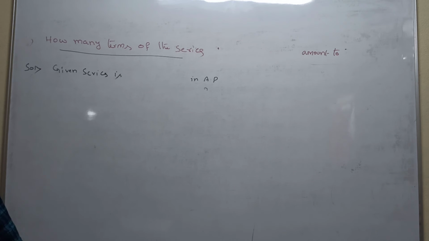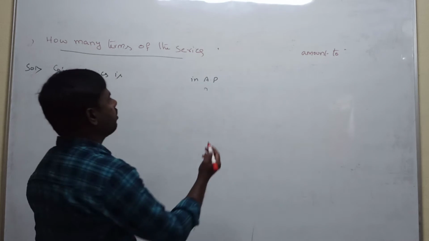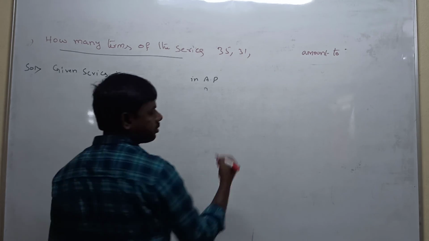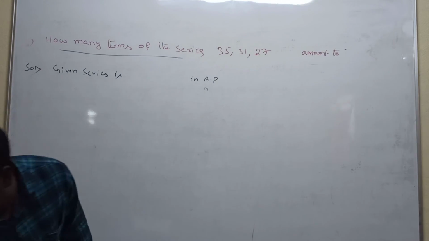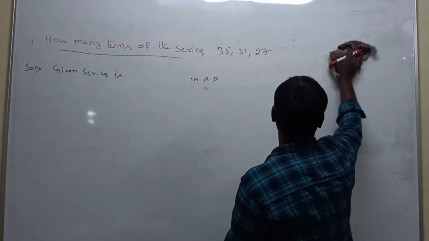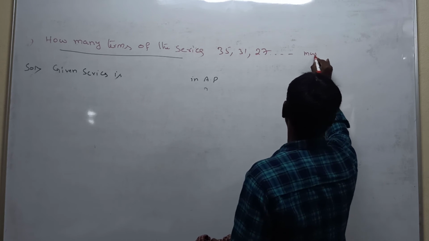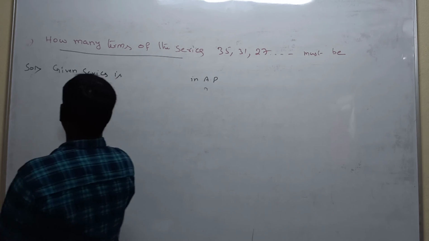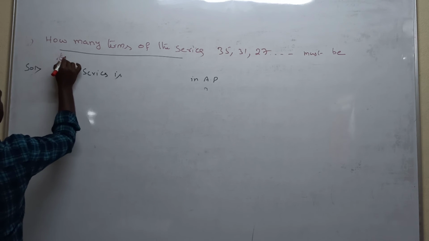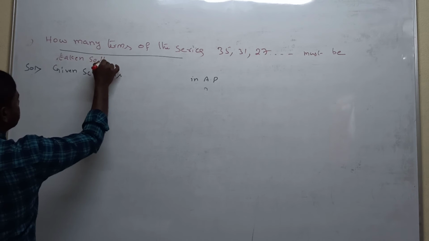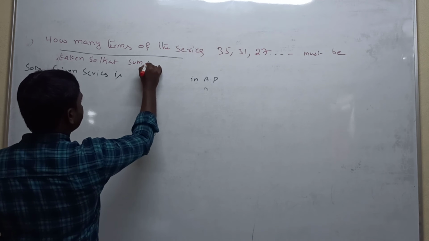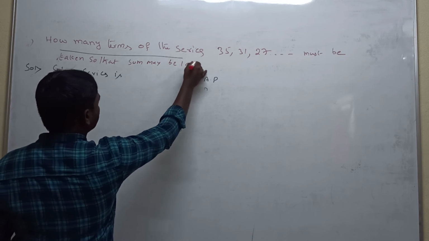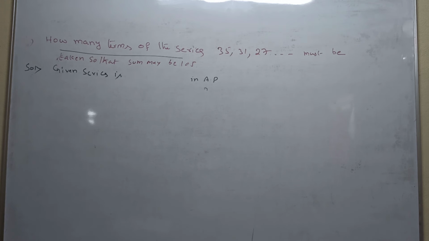Next question is how many terms of the series 35, 31, 27, and so on must be taken so that the sum may be 105. What are they asking? How many terms of the series means we need to find the n value.